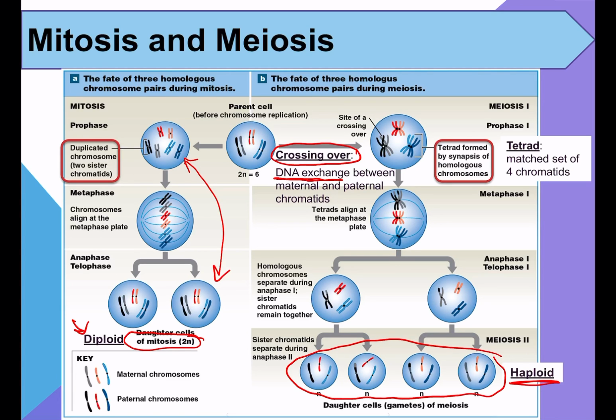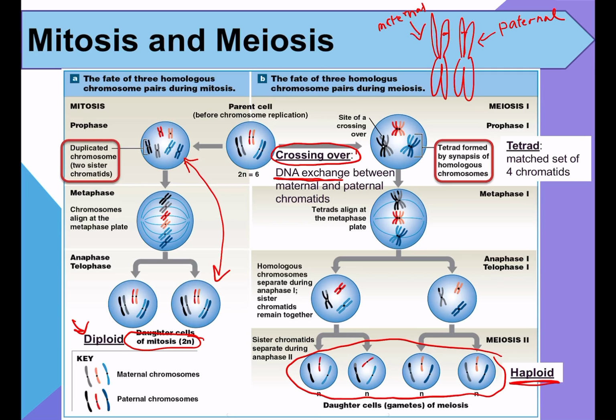If you remember, homologous chromosomes are 2 chromosomes that are of the same size and carry the same genes within the same location. One you have inherited from your mom, which is called the maternal chromosome, and one you have inherited from your dad, which is called the paternal chromosome. So that's the definition of homologous chromosomes.